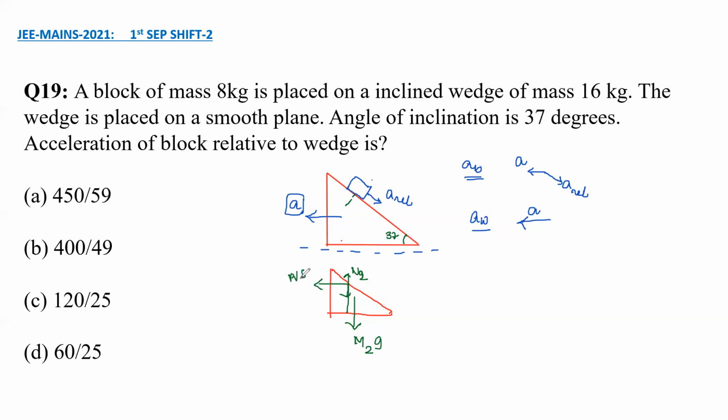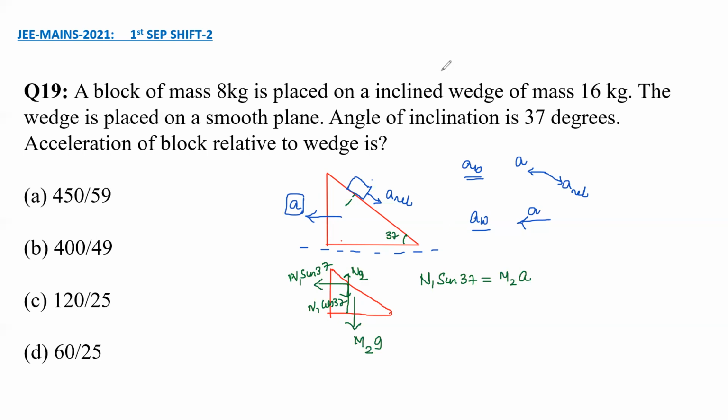This component is N1 sine 37, and the vertical component will be N1 cos 37. So these will be the forces acting on the wedge. So I can confidently say N1 sine 37 is equal to M2 into its acceleration, which is A. The vertical forces cancel, but we are not really interested in them. That equation will bring a variable N2, so let us not write that.